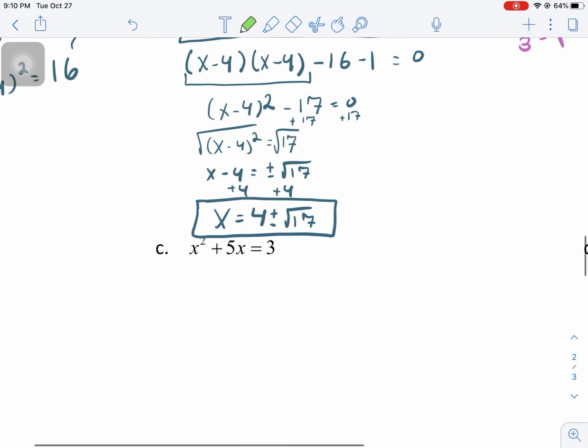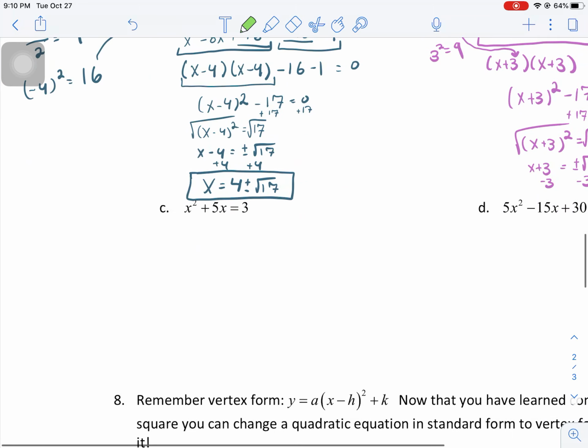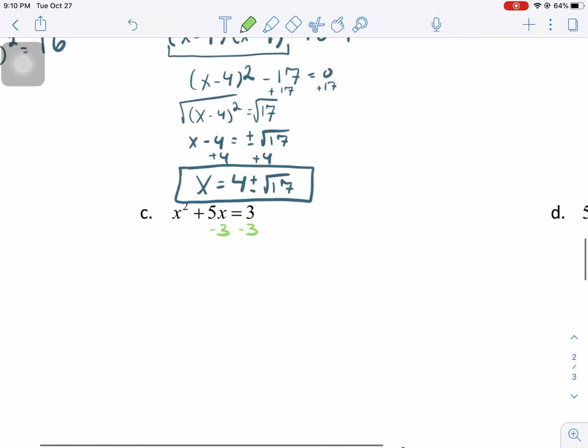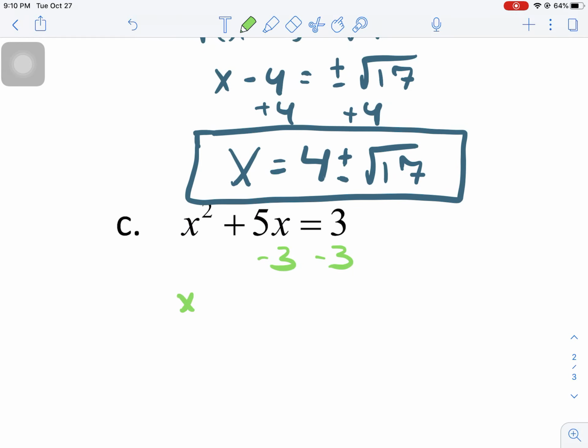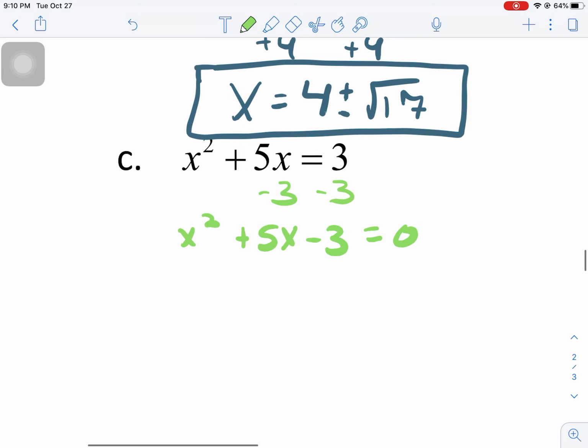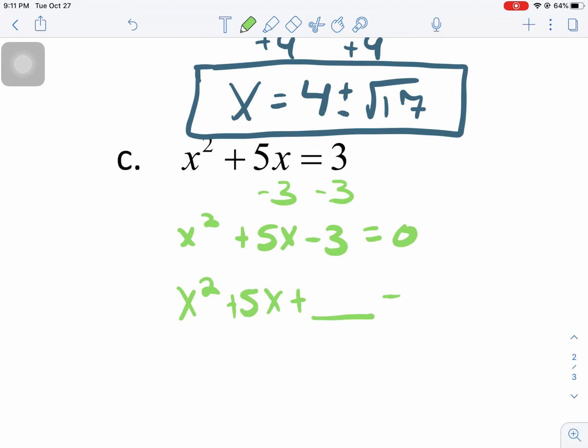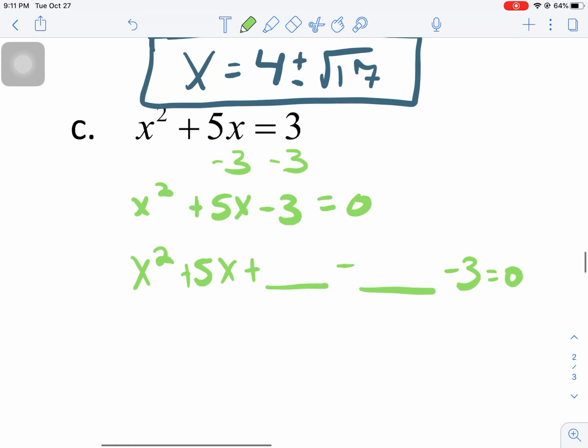All right, let's do another one. So, first things first, we set the equation equal to 0, so that means you're subtracting 3 from both sides. So that's x squared plus 5x minus 3 is equal to 0. Now we're inserting that plus or minus behind the b value. So x squared plus 5x plus or minus 3 is equal to 0.